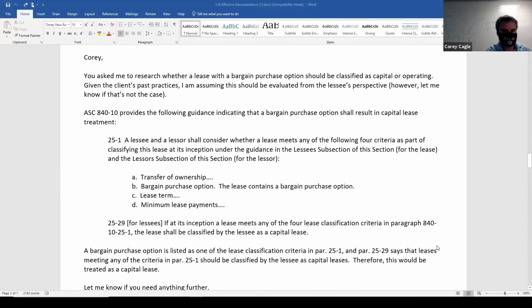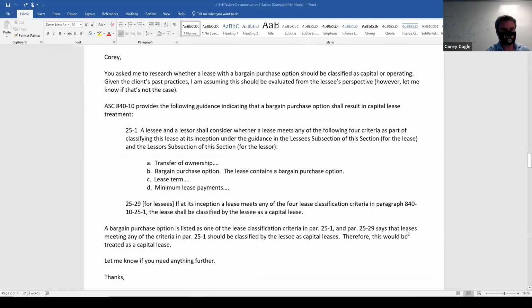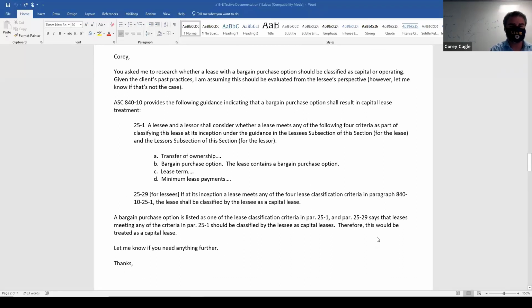Here's a good one. This was from an old assignment we did before. It was a question about leases. So here was a good example of a written communication about a lease question that we used to do. It says, Corey, you asked me to research whether a lease with a bargain purchase option should be classified as capital or operating, right? Reminding them of the question, quick and easy, simple sentence. It says, given the client's past practices, I'm assuming, state your assumption because the question was a little vague, I'm assuming this should be evaluated from the lessee's perspective. However, let me know if that's not the case.